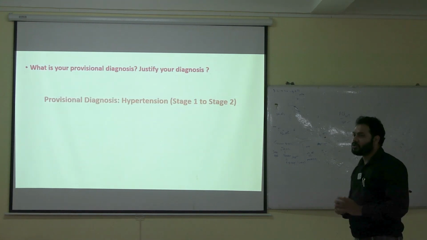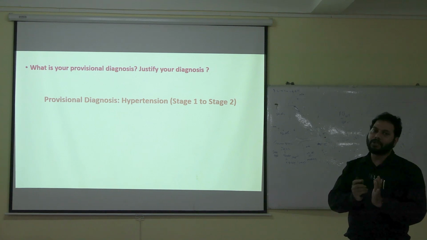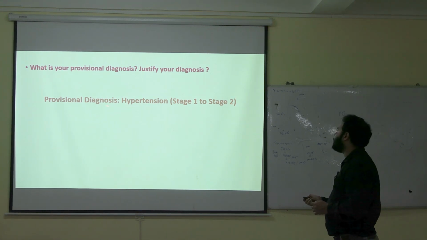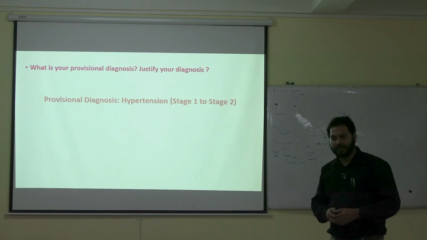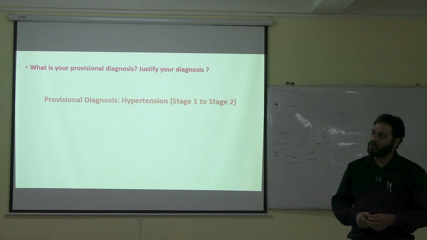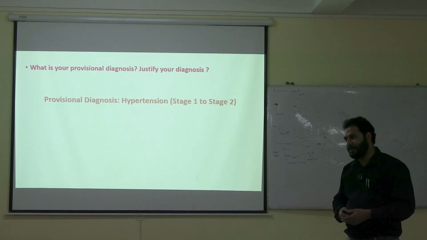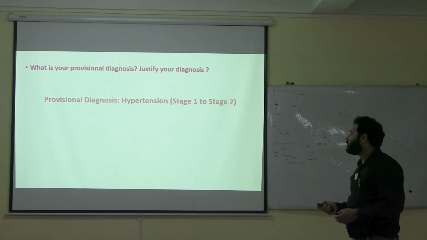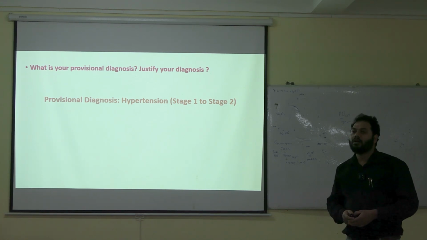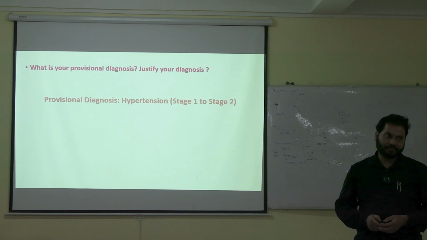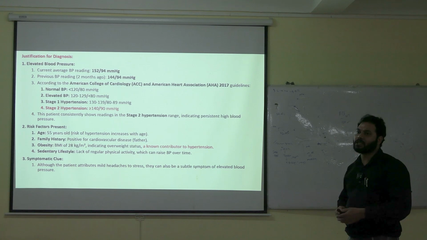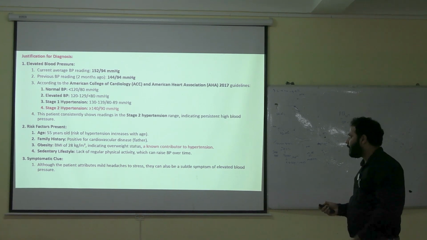Now, based on the information given in this particular case, we can say our provisional diagnosis is hypertension, that is stage 1 or stage 2 hypertension. Now, we have to justify this diagnosis. So, what should be the justification for the diagnosis?